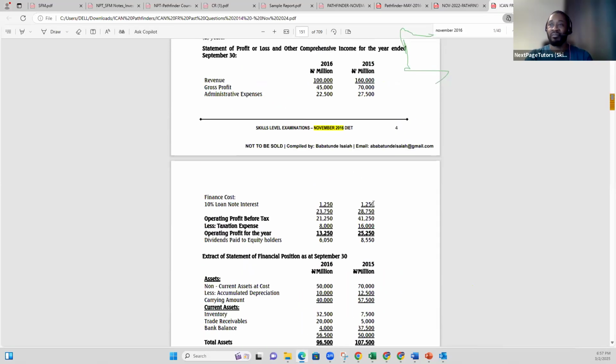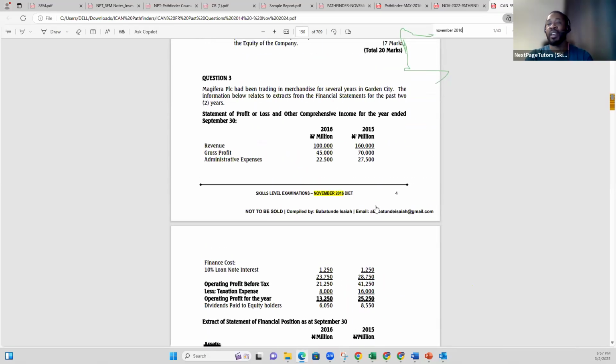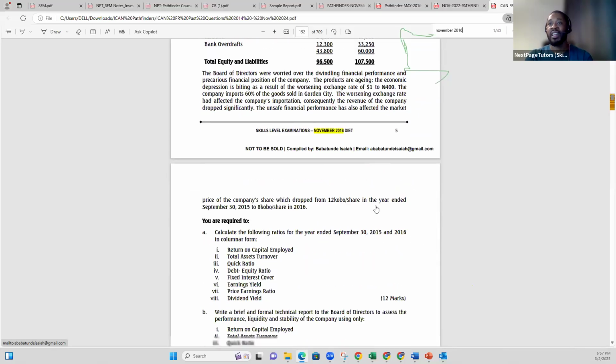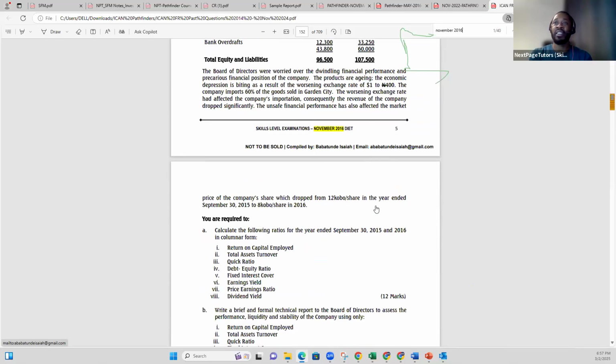And now you can see the income statement, you can see the balance sheet, and they said total equity and liability. The board of directors were worried over the dwindling financial performance and precarious financial position of the company. The products are aging. The economic depression is biting as a result of the worsening exchange rate of 1 to 400.